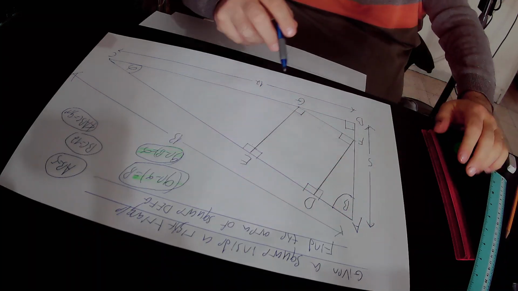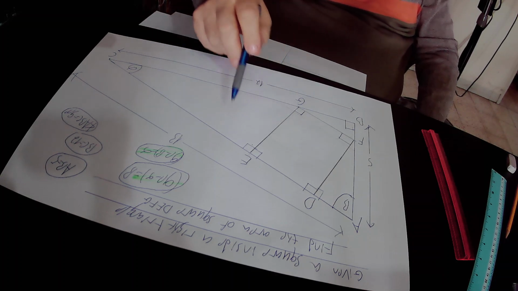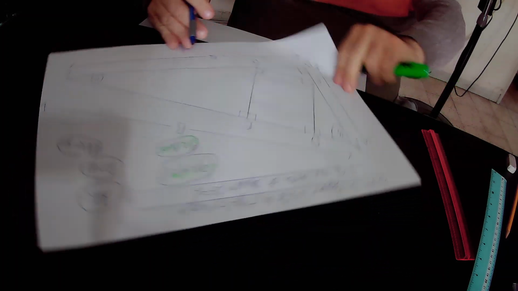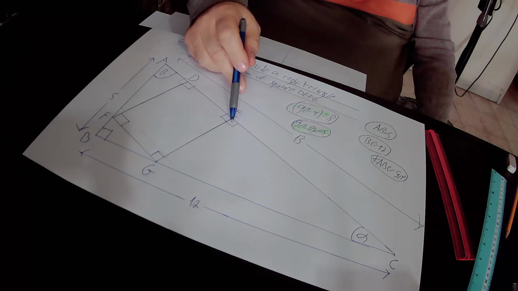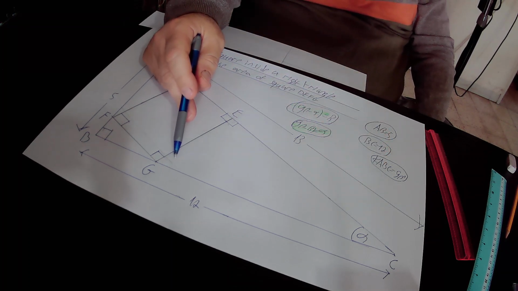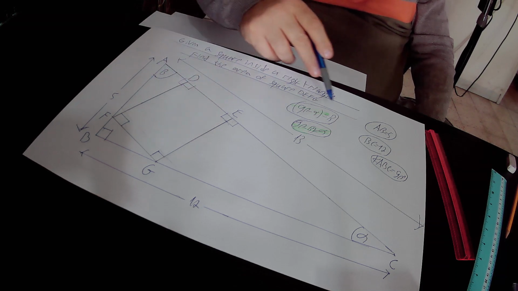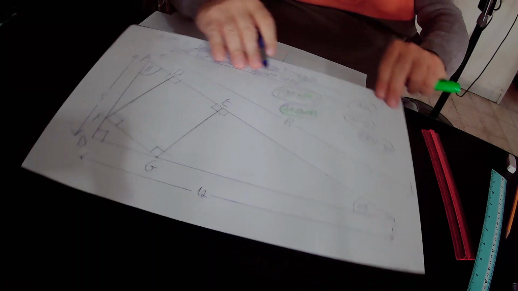In the next step, we'll focus on this right triangle, triangle GEC. On the right triangle GEC, this angle equals 90 degrees. This angle equals alpha. Therefore, the missing angle here must be equal to 90 degrees minus alpha. But 90 degrees minus alpha equals beta. Therefore, the missing angle here equals beta.